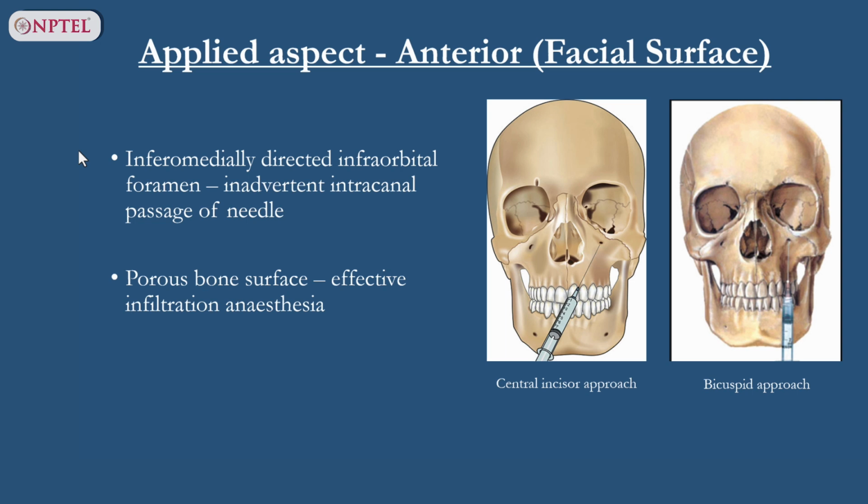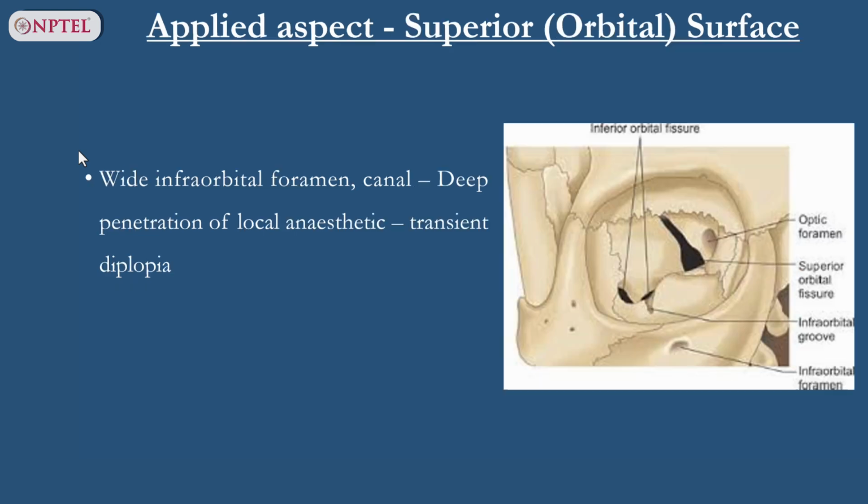Now, the maxillary facial surface is very porous, and that is why effective infiltration anesthesia is possible in the maxillary teeth. The wide infraorbital foramen and wide infraorbital canal can lead to deep penetration of local anesthetic solution while giving the infraorbital nerve block, and this intraorbital passage of the local anesthetic solution can lead to transient diplopia.